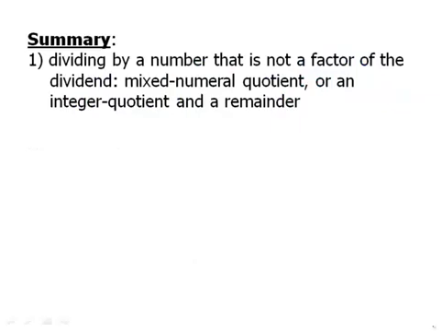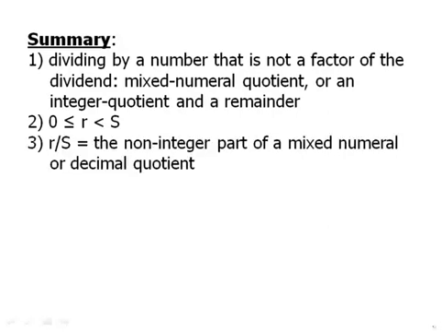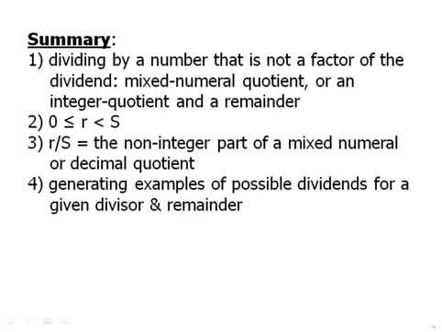In summary, dividing by a number that is not a factor of the dividend, we could get either a mixed numeral quotient or an integer quotient and a remainder. The remainder is always greater than or equal to 0 and less than the divisor. R over S is the non-integer part of a mixed numeral or a decimal quotient. That's the remainder divided by the divisor. We can always set it equal to that non-integer part. One important skill is generating examples of possible dividends for a given divisor and remainder. And finally, we talked about the very important rebuilding the dividend formula.